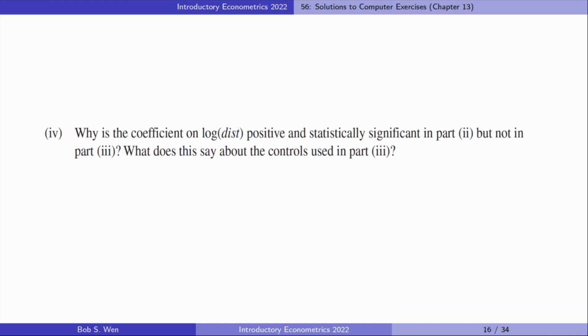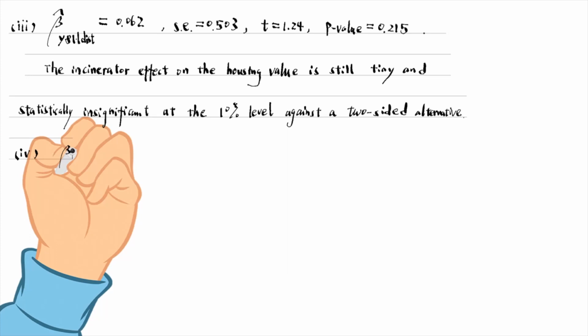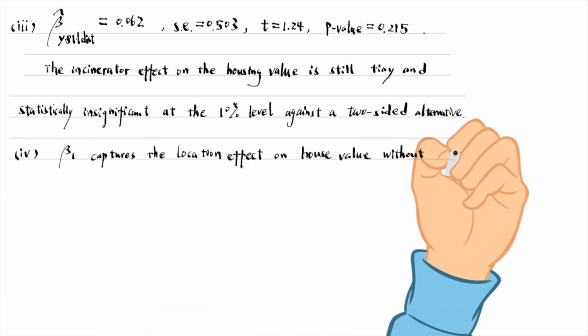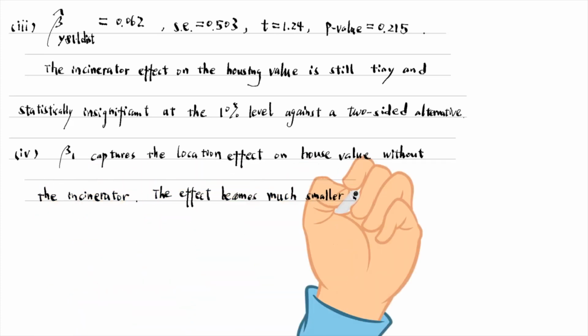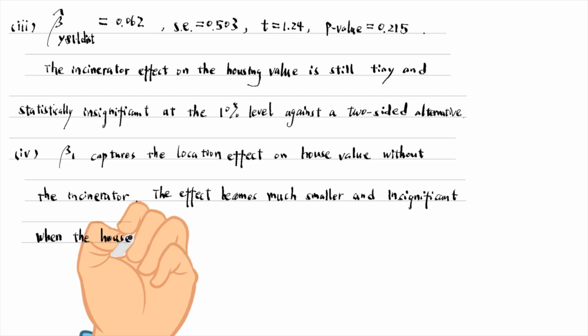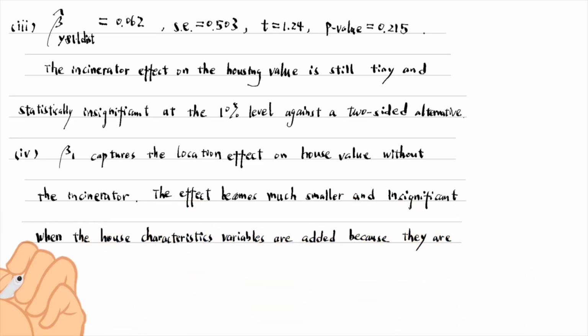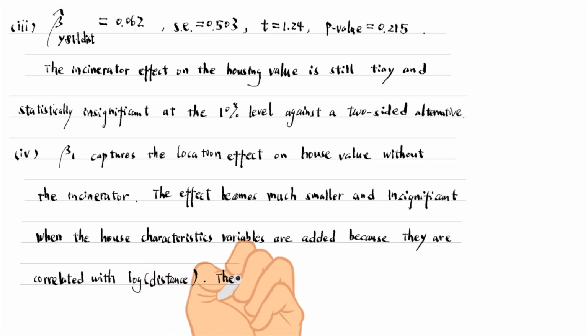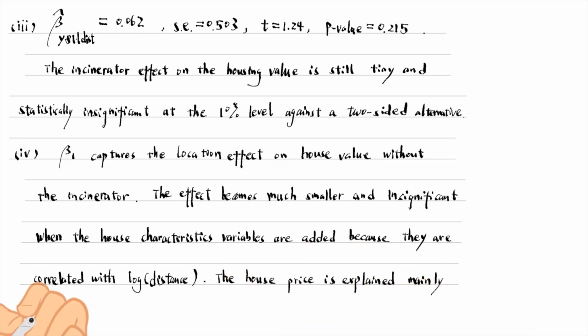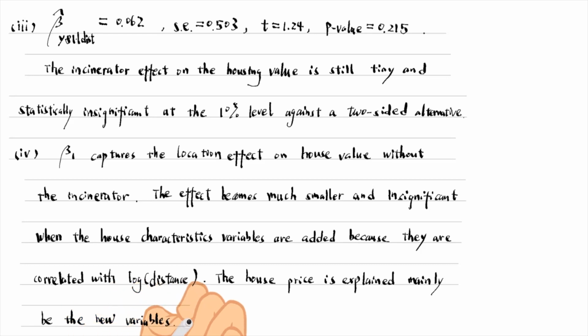In part 4, why is the coefficient on log distance positive and statistically significant in part 2 but not in part 3? What does this say about the controls used in part 3? The coefficient on the log distance captures the location effect on house value without the incinerator. The effect becomes much smaller and insignificant when the house characteristics variables are added to the model, because these explanatory variables are correlated with the log distance variable. The house price is explained mainly by these new explanatory variables, and the location explains little of the price variation.